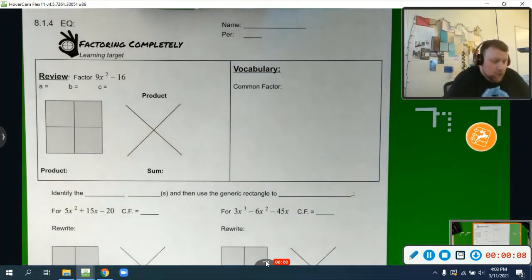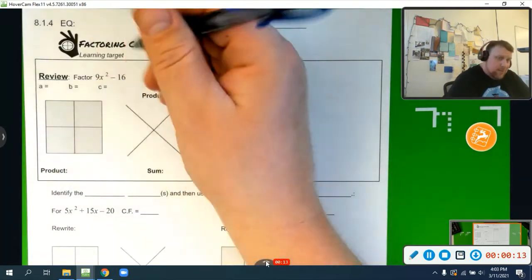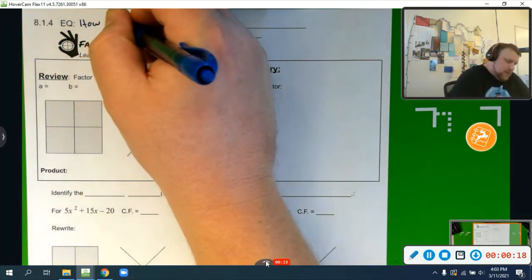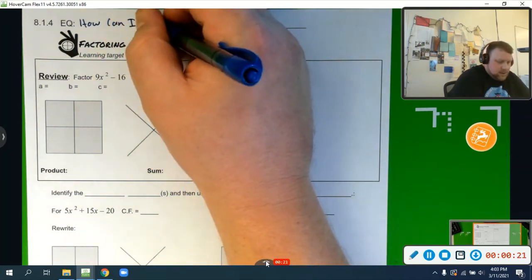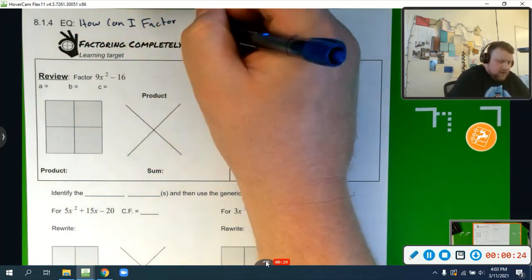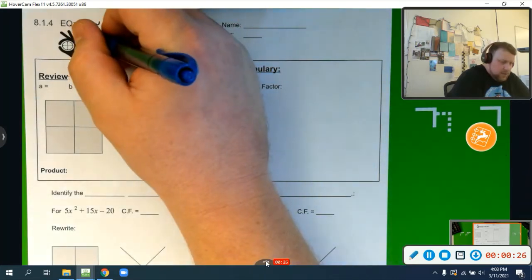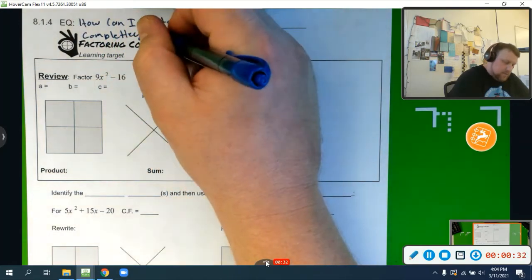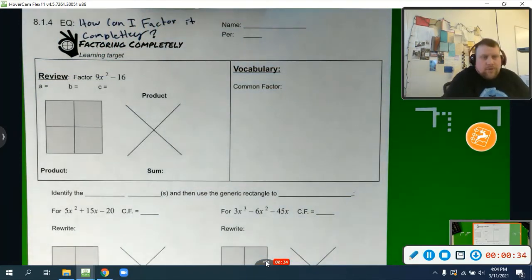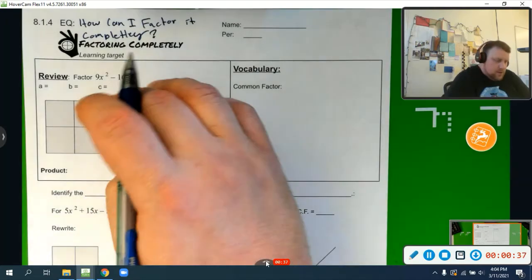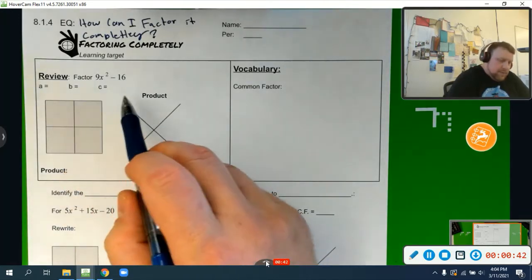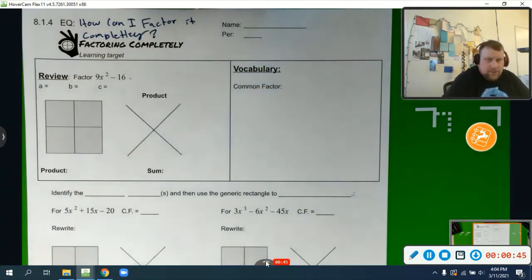All right, it's 8:14. And guess what our EQ is today? But for a different reason. Today we're going to say, how can I factor completely? Same as last time, but for a totally different reason. So just like yesterday, you need to go ahead, identify your A, B, and C, and factor this completely. Ready, set, go.